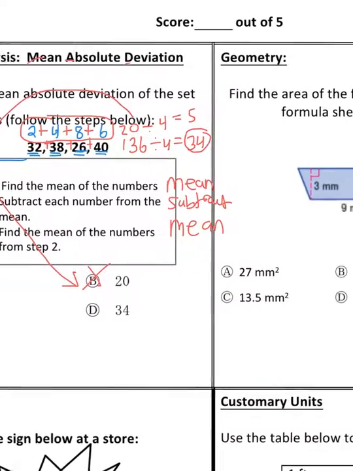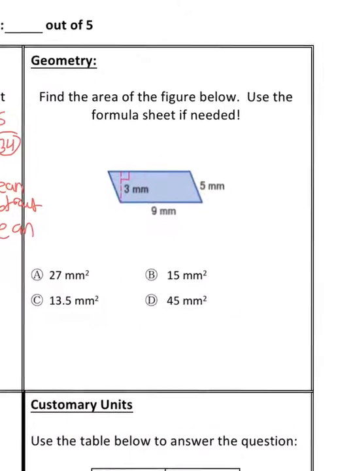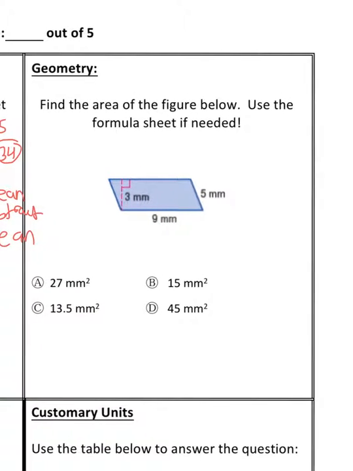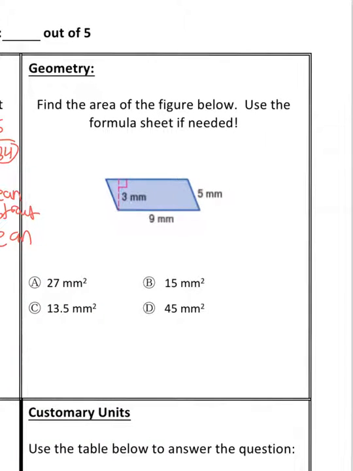Now, let's move over to geometry. It says find the area of the figure below, use the formula sheet if needed. So, you know I'm going to make you do it, so you may as well do it now. I want you to write the formula. This is a parallelogram. So you need the formula for a parallelogram.